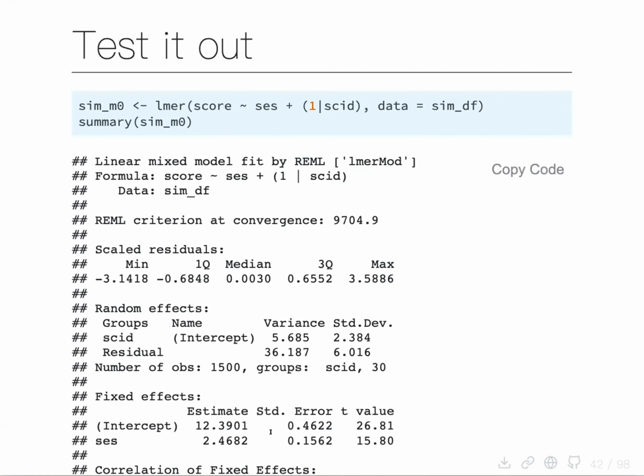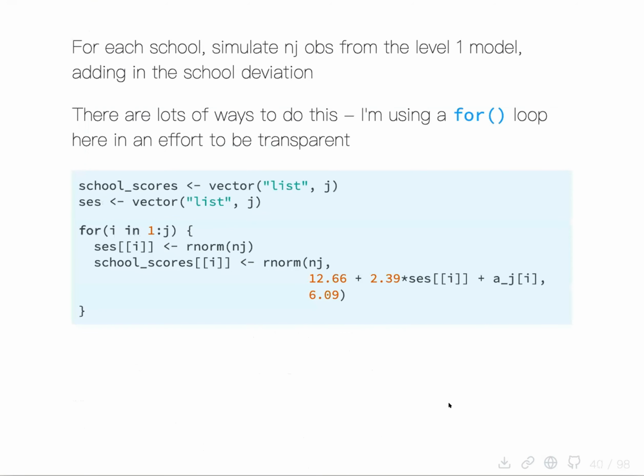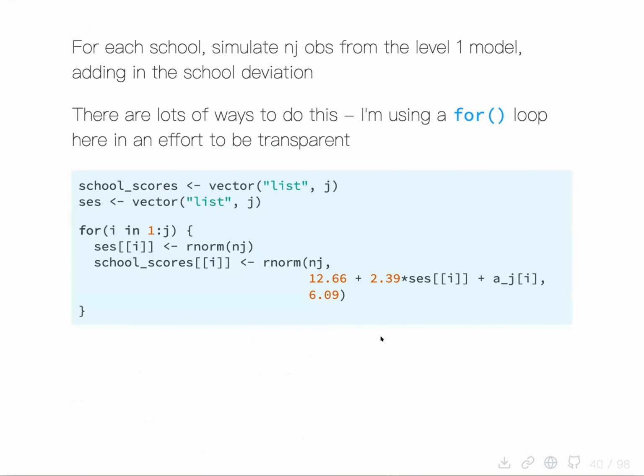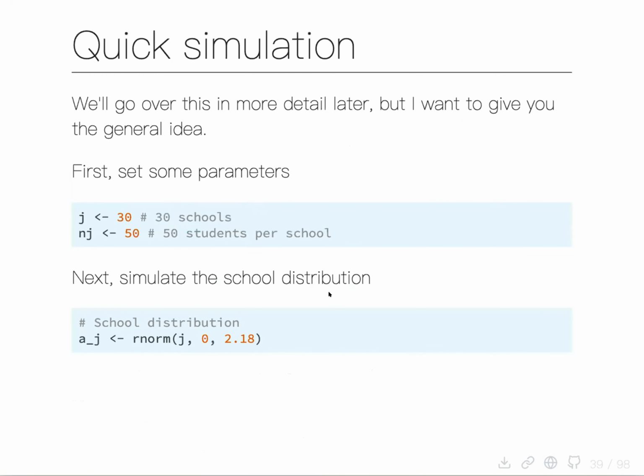Okay, so we can test it out just like we did before, where we now fit this model, but notice I'm using SimDF here instead of whatever model I was using before. And we can see everything ends up working just like we would have hoped. We have an intercept of 12.39, SES fixed effect is 2.46, versus 12.66, so maybe a little bit different, 2.39. This is 6.01 and 2.4, right? 6.09 and 2.18, so pretty darn close.